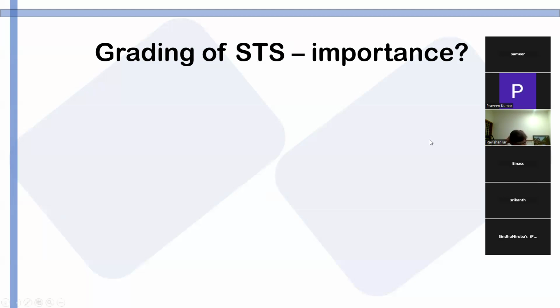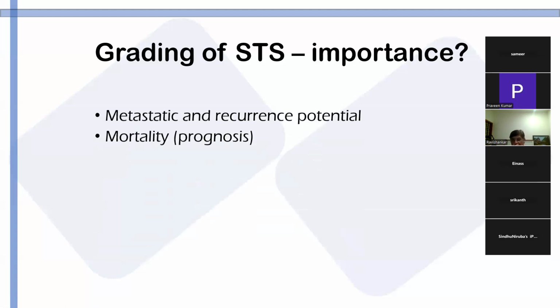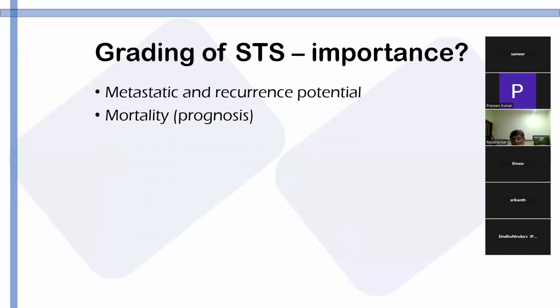Though the size is small, if the grade is high, we have to grade it as high. So metastatic and recurrence potential, prognosis, mortality. When you have a low grade tumor, they do well, and when you have a high grade tumor, they do not do well. It's very simple, no rocket science in that.